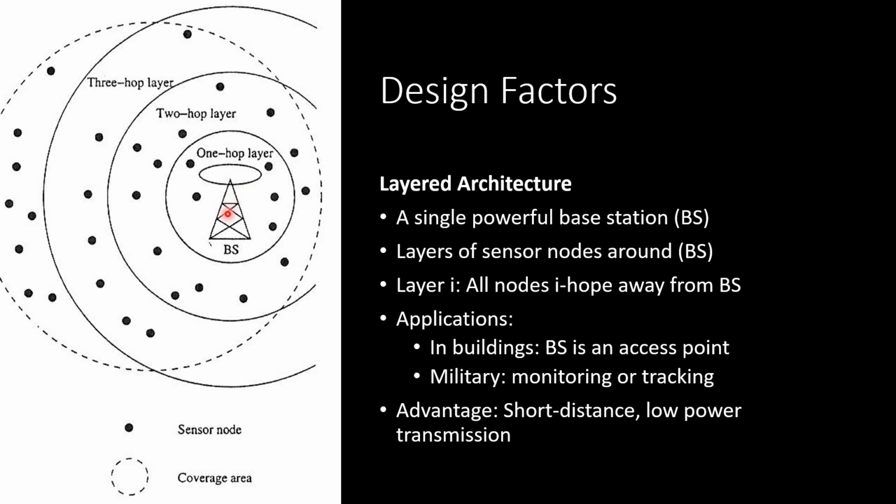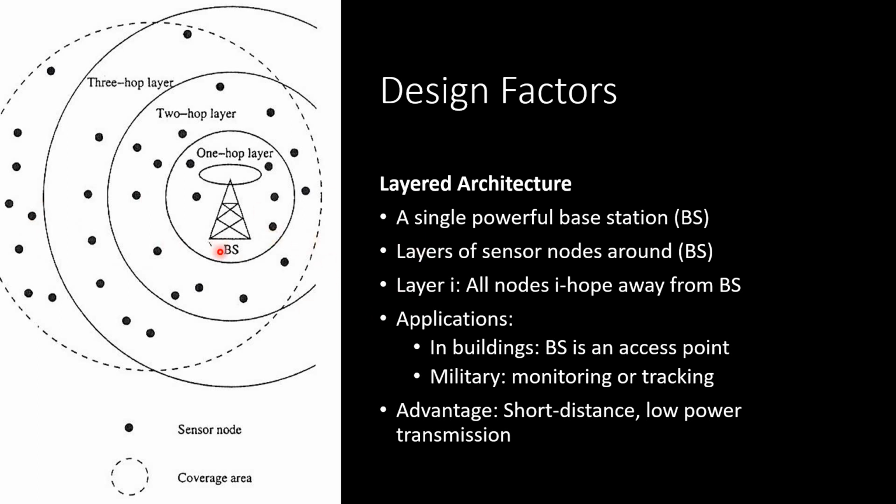There is a single powerful base station in the middle. This base station can send data to any hop in any layer. That's not a problem for the base station, but the sensor nodes can only send data to the neighboring node. So all nodes are actually i hops away from the base station, and this i is 1 for the one hop layer, 2 for the two hop layer, and 3 for the three hop layer, and so on.